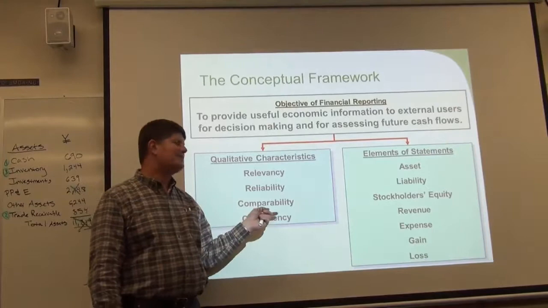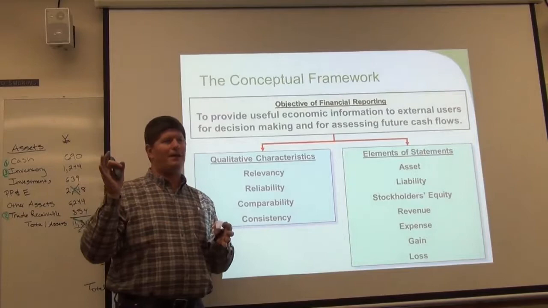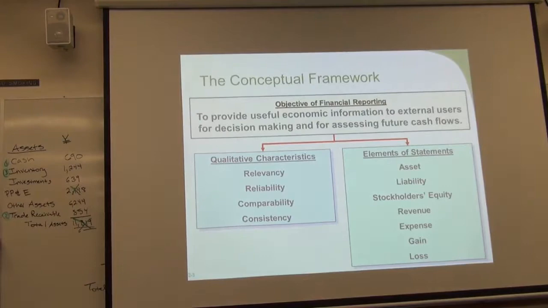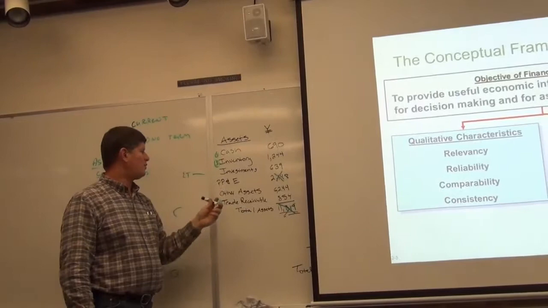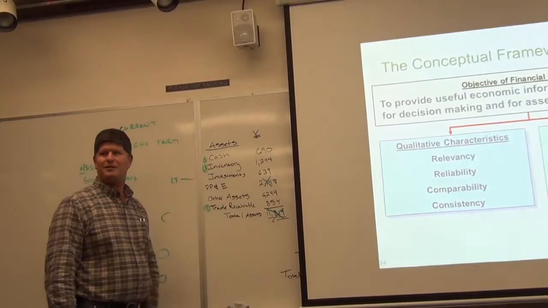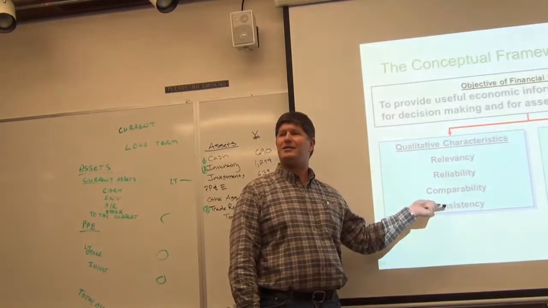Consistency is, again, we're presenting things the same way every year. You always present your classified balance sheet. You always present cash first. That's being consistent. You always present your property, plant, and equipment and your long-term assets separate from your current assets. Consistency. That way I can compare year to year or even company to company. And that's the other element of what you're going to be doing.